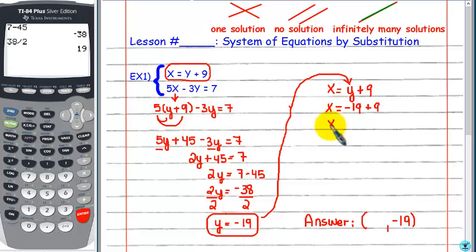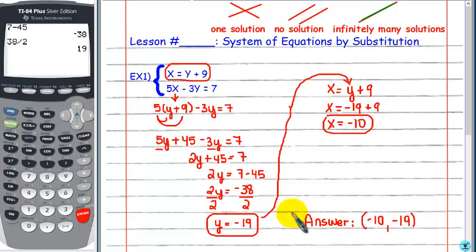And x equals negative 10. Alright. So that means my answer, my point of intersection, is going to be negative 10, negative 19.